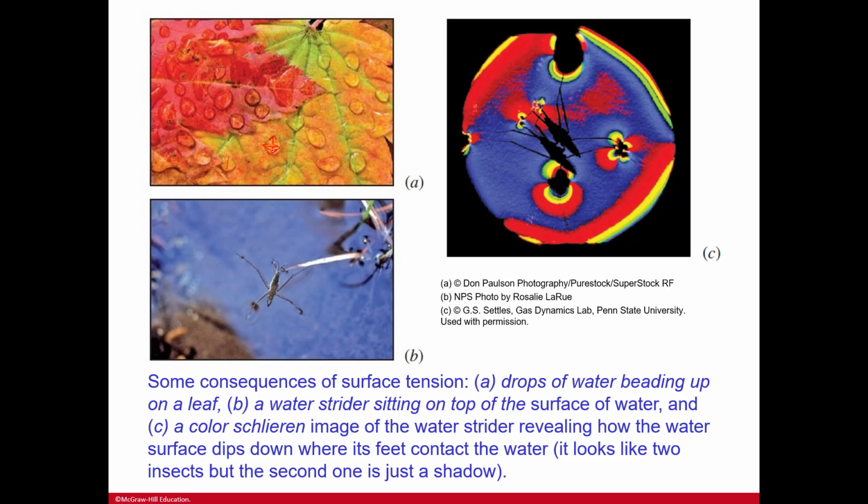A water strider sitting on top of the surface of the water, and then an image of a water strider revealing how the water surface dips down where its feet contact the water. And so here you can see the other side where it's just kind of dipping down a little bit.